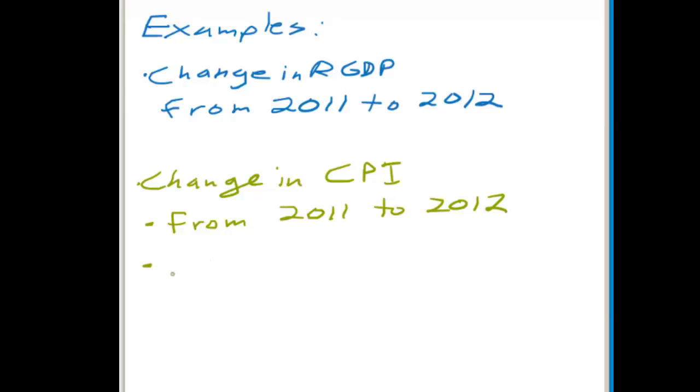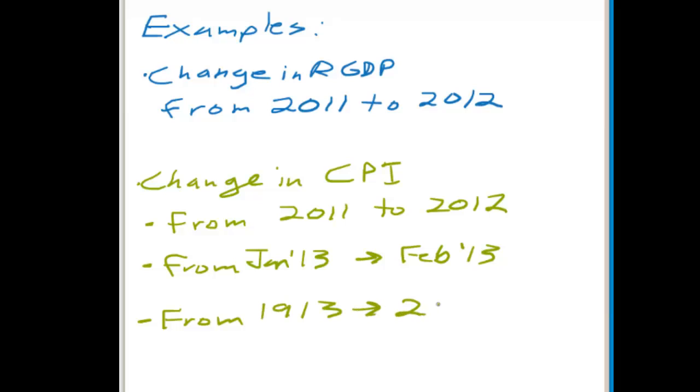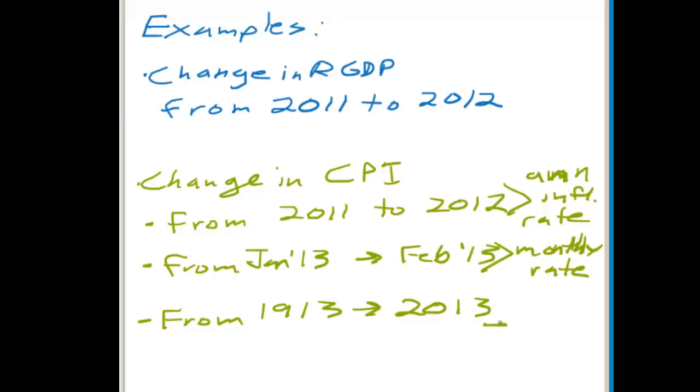We could do it over even a shorter period of time. We could say from January 2013 to February. We could do a 1-month change in the consumer price index. Or we could do a long run. We could say from 1913 to 2013. Okay, and what this is going to give us, this would be the annual inflation rate. This right here would be a monthly inflation rate. Or this down here, this would be a 100-year inflation rate.